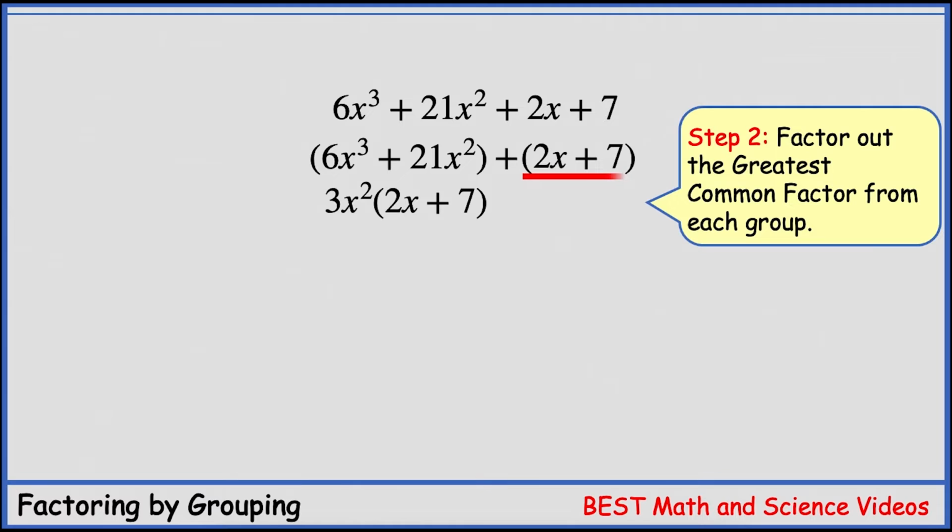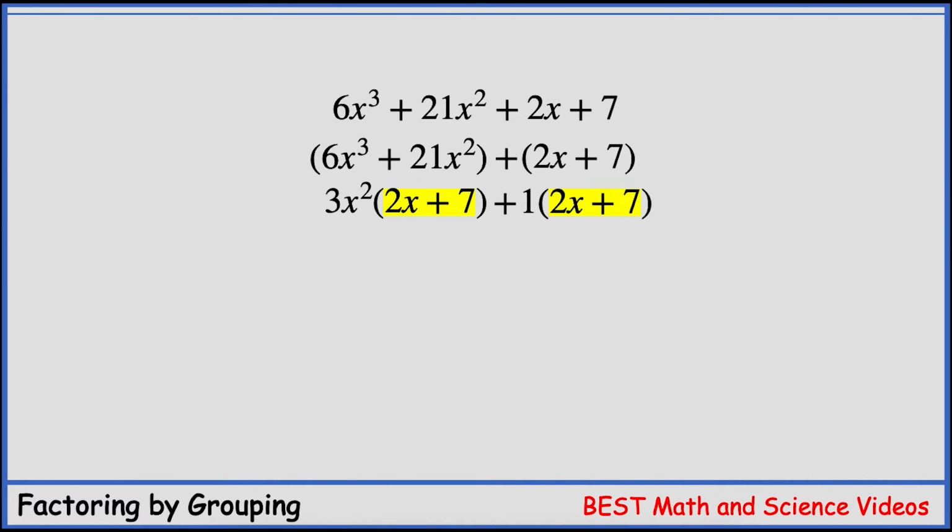And now look at the second group. There are no common factors. When factoring by grouping, it's important to write 1 in front of the group that has no common factors. So this part is written as 1 times the remaining part, 2x plus 7. Notice now that the remaining parts are identical. Both are 2x plus 7.